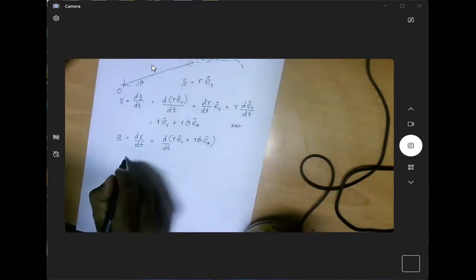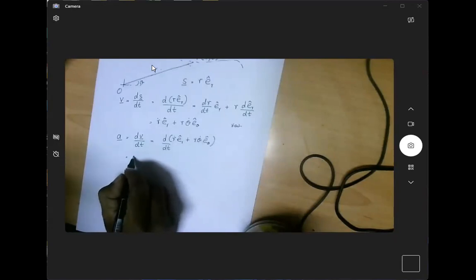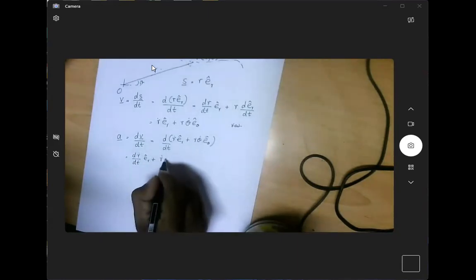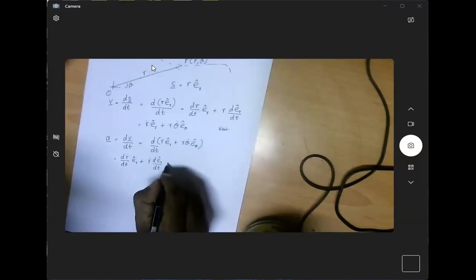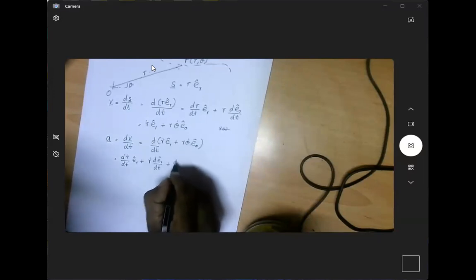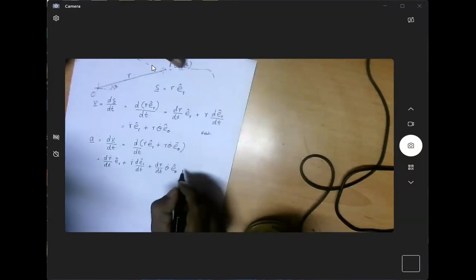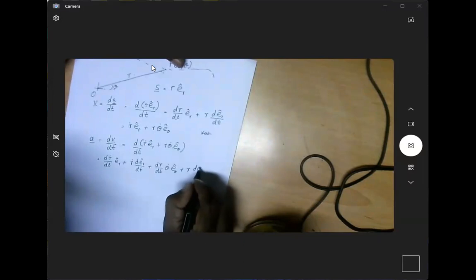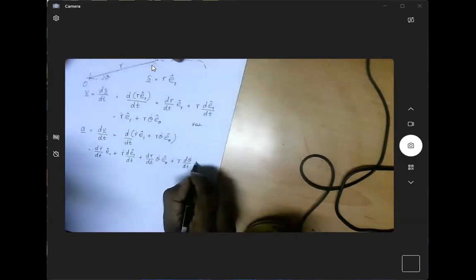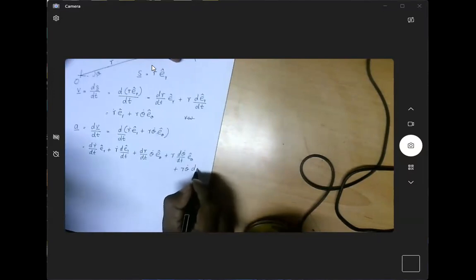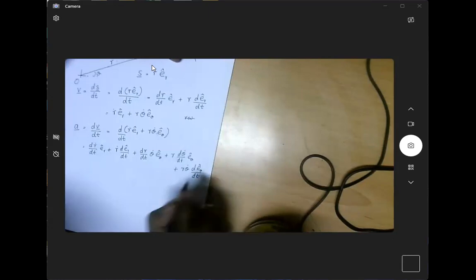So carefully apply the differentiation. You should have d r dot over dt er plus r dot d er over dt, plus dr over dt theta dot e theta plus r d theta dot over dt e theta plus r theta dot d e theta over dt, right?